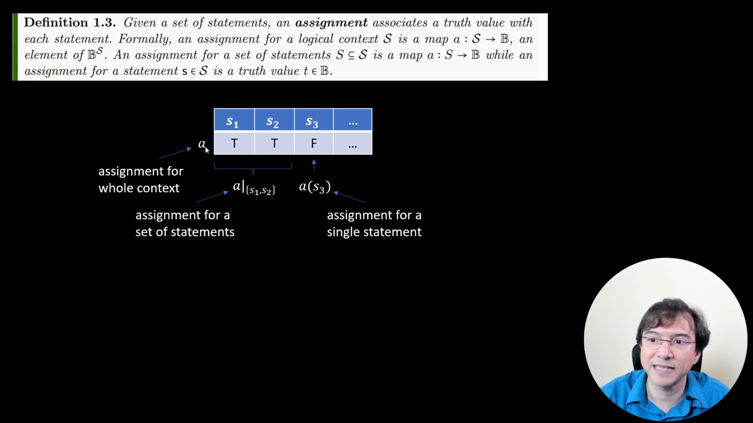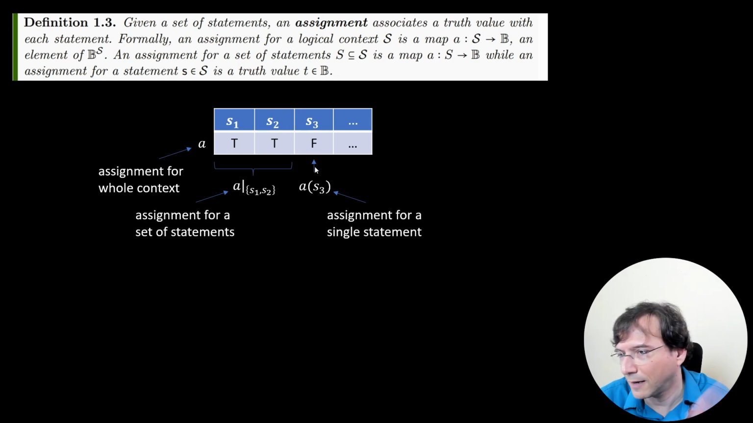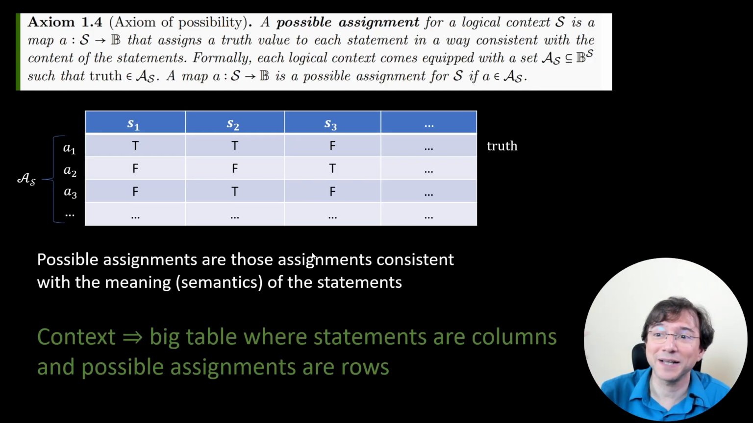So you might have an assignment on the full context. You might have an assignment restricted only to a few statements because those are the only statements that you're considering right now, or you could have an assignment for a single statement and at that point it's just true or false. Again, not rocket science, and now that we know what an assignment is, we can define an axiom.